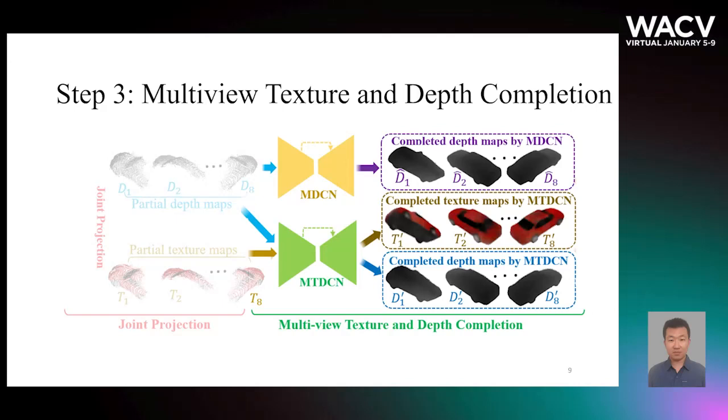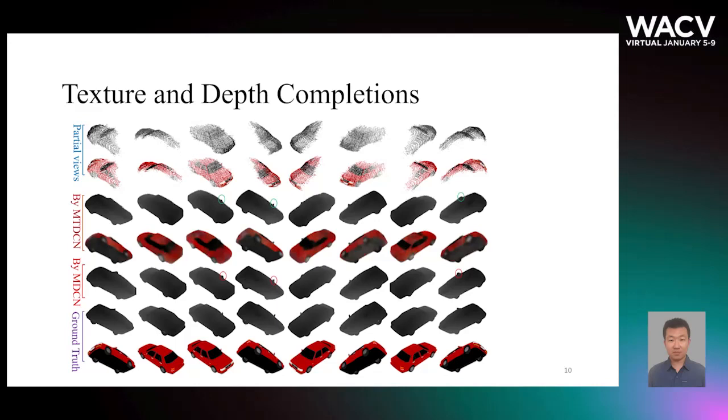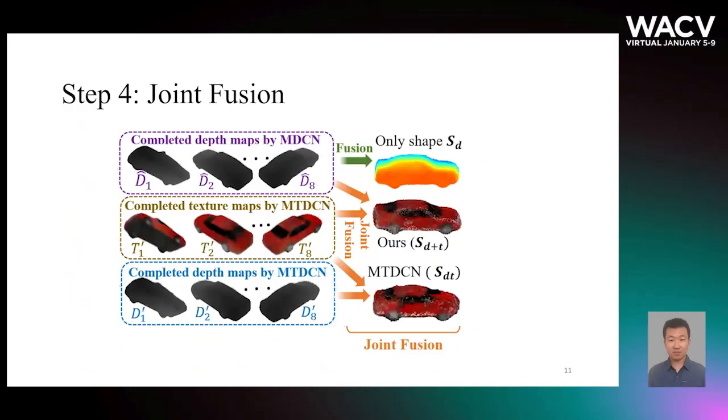In the third step, we propose a multiview texture depth completion net, MTDCN, to jointly complete the partial texture and depth maps. We also train MDCN, which only completes the partial depth maps and generates more accurate results. Here, we show an example of completing the 8 partial texture and depth views. The completed texture and depth maps are fused into a colored point cloud. Since we use multiple 2D images as shape representation, our network can generate very dense point clouds.